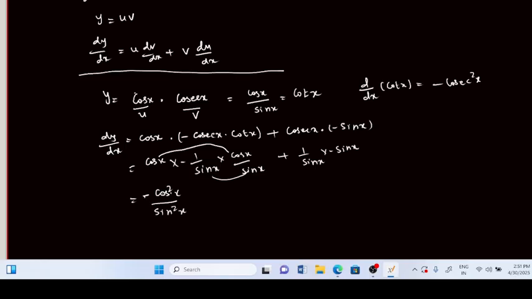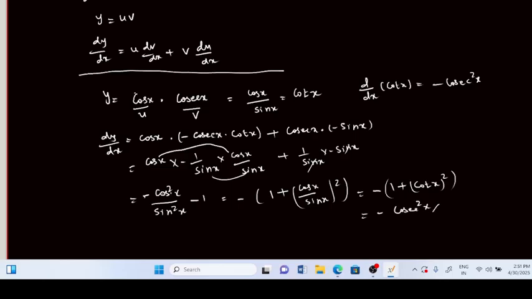minus is there, so minus, here sin x gets cancelled, minus 1. So we take minus common, we can write it as 1 plus cos by sin x whole square. So minus 1 plus cos by sin is cot x square. So 1 plus cot square x can be written as cosecant square x. So this is for understanding: the multiplication of trigonometrics may be avoided because we can simplify the product of trigonometric functions.